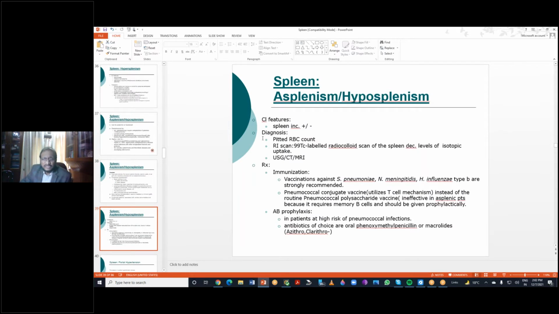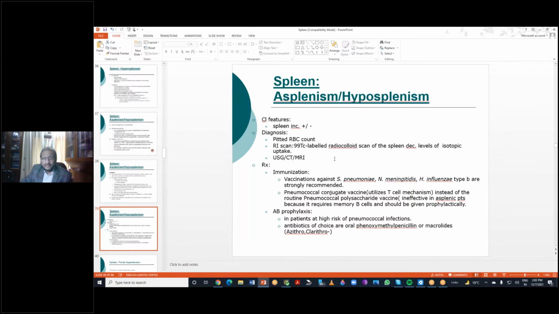The clinical feature, the spleen may or may not be palpable, usually not. Diagnosis, you find the pitted RBCs. Remember, the pitting function is no longer there. So you find these pitted RBCs. The radioisotopic scan with a 99 technetium labeled radiocolloid will show decreased levels of isotopic uptake, which tells you that the spleen is not functioning. And the ultrasound, CT, MRI further help you.